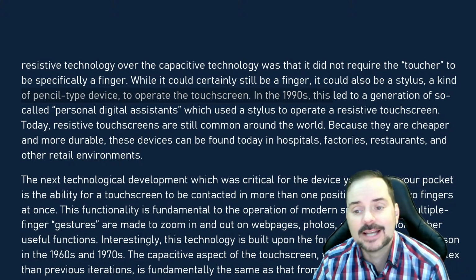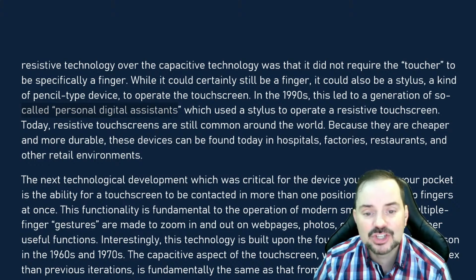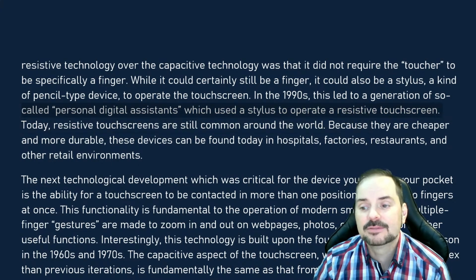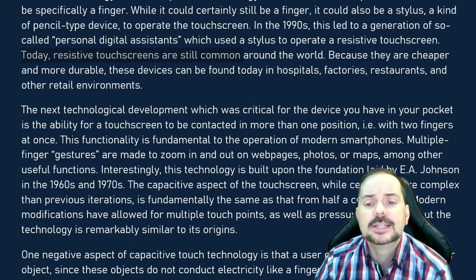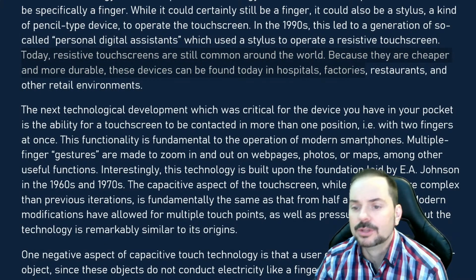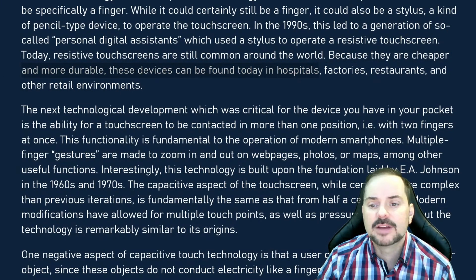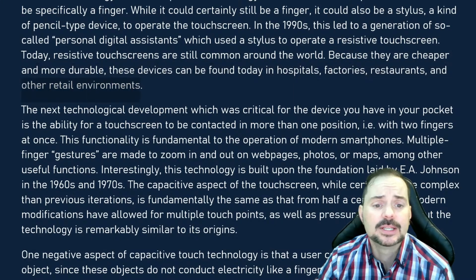In the 1990s, this led to a generation of so-called personal digital assistants, which used a stylus to operate a resistive touchscreen. Today, resistive touchscreens are still common around the world. Because they are cheaper and more durable, these devices can be found today in hospitals, factories, restaurants, and other retail environments.